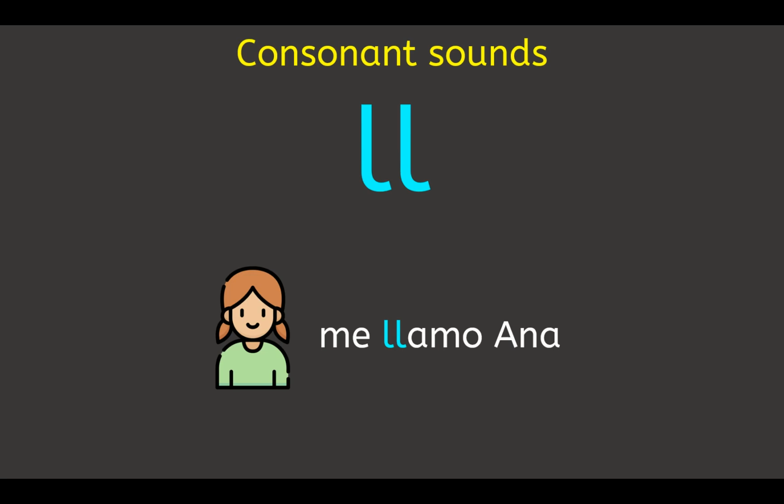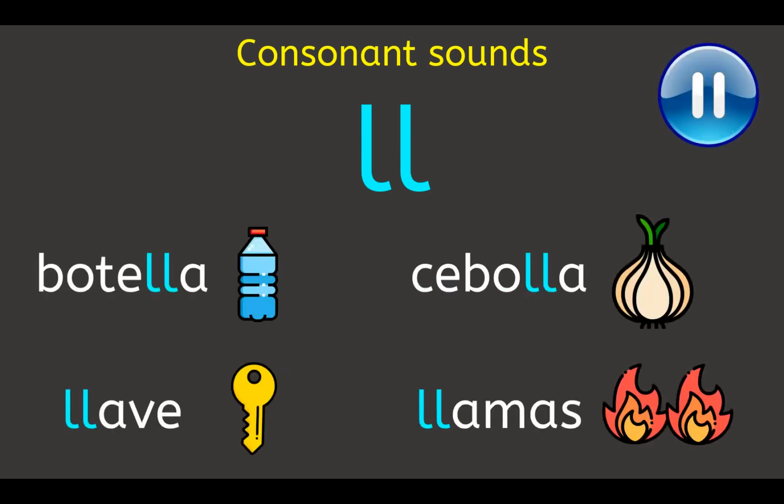Children meet it early on in me llamo, I am called. Pause the video and try these y words out loud. Remember all the sounds and rules that you practiced in videos 12 and 13, and also those practiced so far in this video. When you've practiced, click play again to hear the pronunciation and practice it again if you want to.